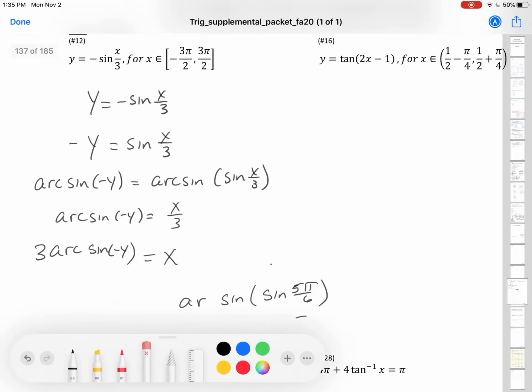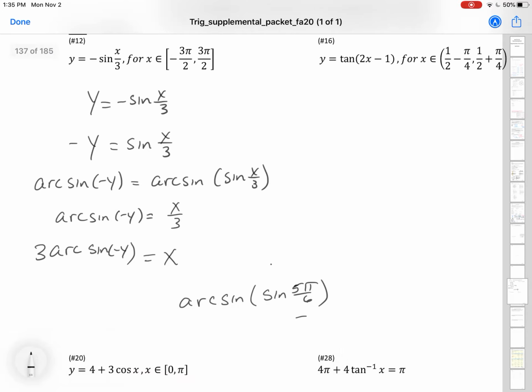Let me just not think about it. The answer to this isn't going to be 5 pi over 6. It can't be. It's got to be something within minus pi over 2 to pi over 2. So what would we do? We could say this is arc sine. Sine of 5 pi over 6 is positive 1/2, so this is pi over 6, and pi over 6 would be the result there.